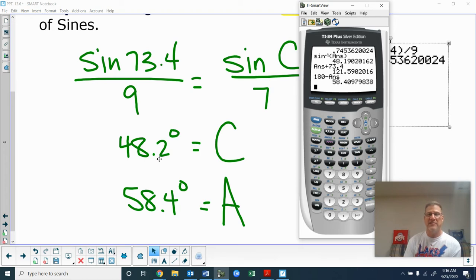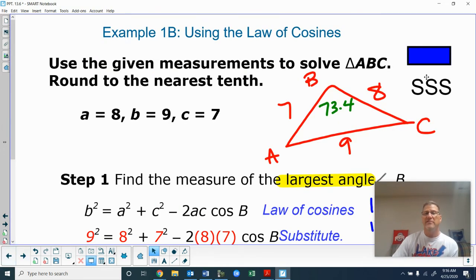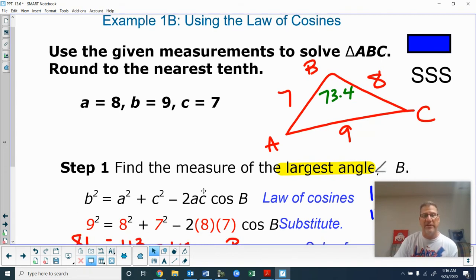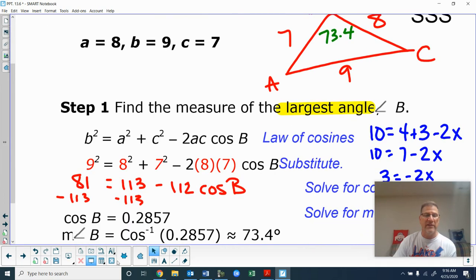Remember, this was side, side, side to start. We had three sides. We find the largest angle, which would be the one opposite the longest side. That's why we started with b squared equals. And we got 73.4. And then we found angle C because it was smaller using the law of sines. And then we added B and C together, subtracted from 180 to get A.